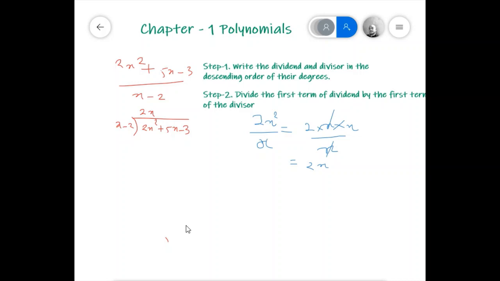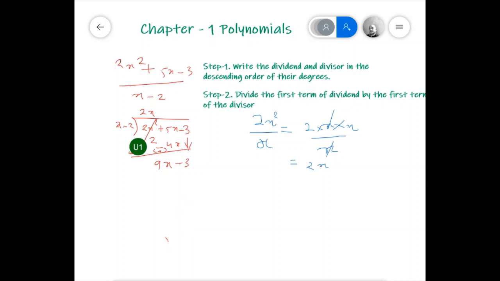So 2x square, and similarly when you have to multiply minus 2 with 2x, the answer will be minus 4x. Okay, so we will change the signs, so the sign will be plus and the minus over here. Deduct 2x square minus 2x square, and what will be the answer you get? 5x plus 4x is 9x, and this minus 3 will also come down.